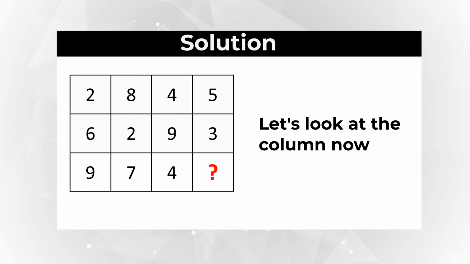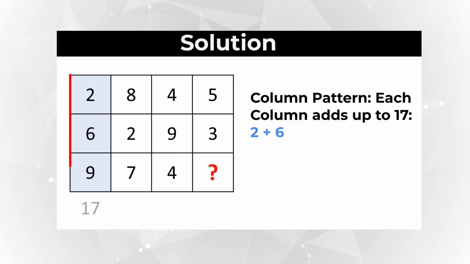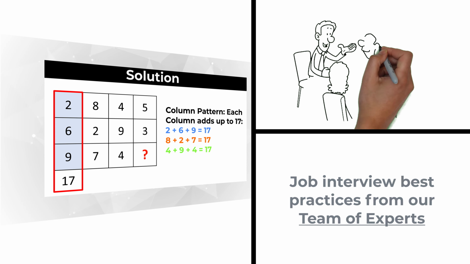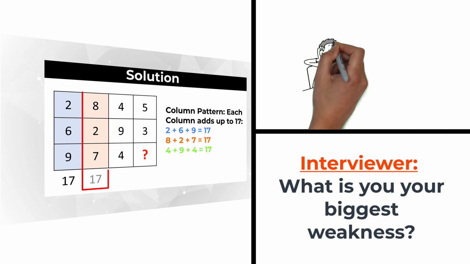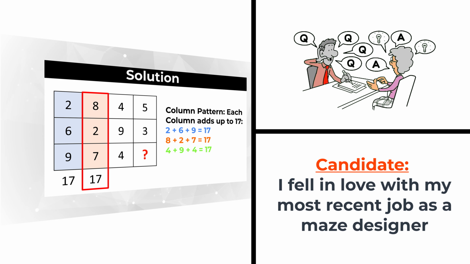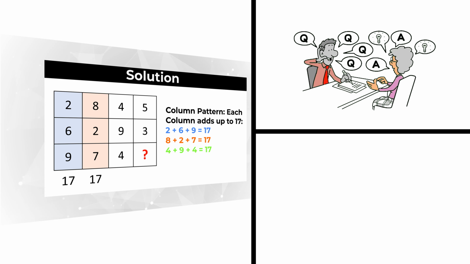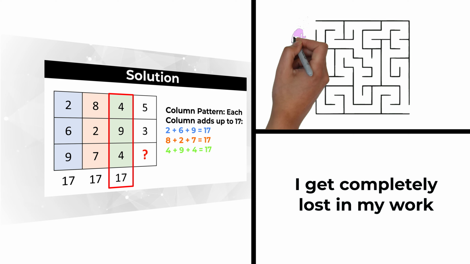Let's check the columns. The first column has values 2 plus 6 plus 9. Sum of those equals 17. Let's look at the second column. 8 plus 2 plus 7 also equals 17. I think we're getting somewhere. And then the third column is 4 plus 9 plus 4, also equals 17.